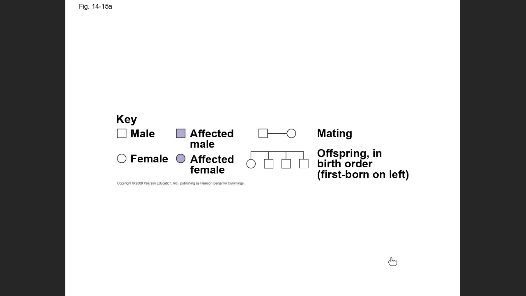So when we write a pedigree, we have some standard symbols we use. Males are squares and females are circles. Unaffected males and females just have a white square or circle, and the affected ones are shaded. We use lines between males and females to indicate that mating has occurred. And then the offspring are listed in the order in which they are born. Firstborn left, lastborn on the right.